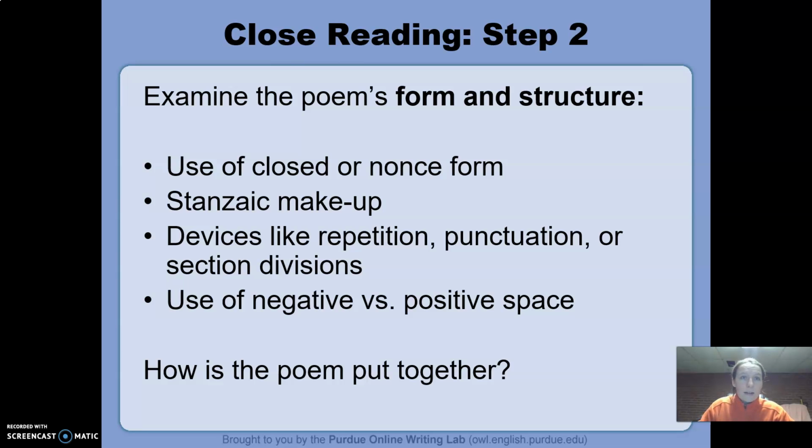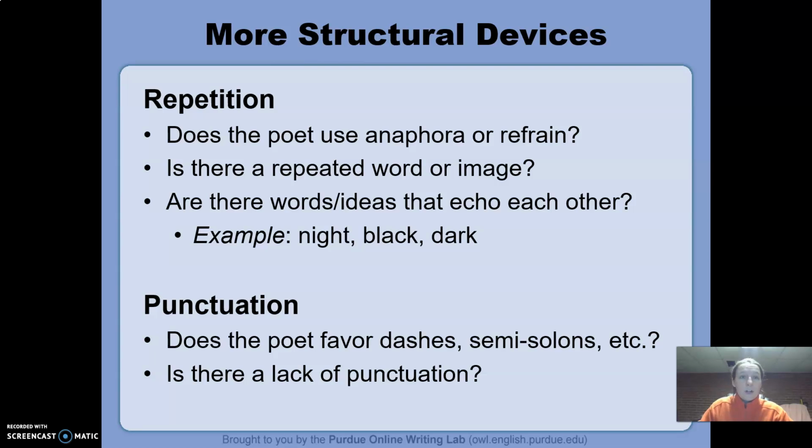And then you can also look at how the poem is put together itself. That can be repetition, punctuation. All of those matter. If there's a complete lack of punctuation, it's like a free flow. What does that tell us about the state of mind of the narrator versus having perfect grammar?